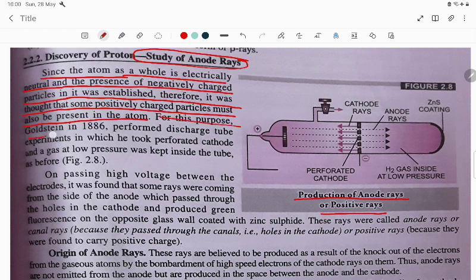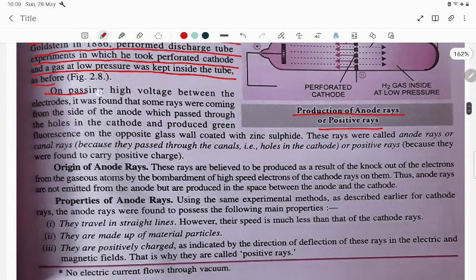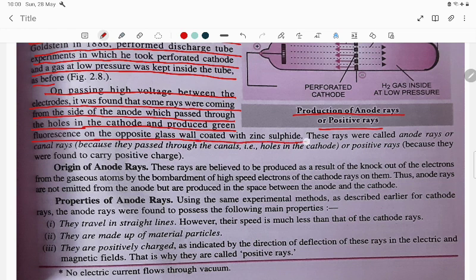For this purpose, Goldstein in 1886 performed a discharge tube experiment in which he took a perforated cathode, and gas at low pressure was kept inside the tube. On passing high voltage between the electrodes, it was found that some rays were coming from the side of the anode which passed through the hole in the cathode and produced green fluorescence on the opposite glass wall coated with zinc sulfide.